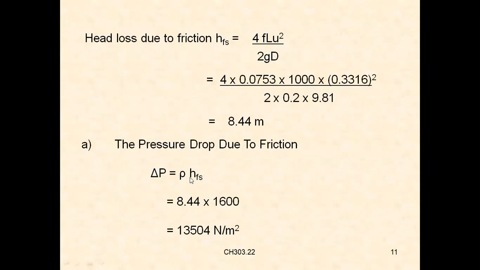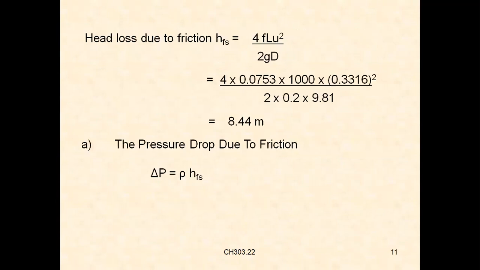And hfs is equal to delta P by rho, or delta P is equal to hfs into rho. From that equation, we have calculated the value of pressure drop due to friction as 13,504. This is the first part of the problem.